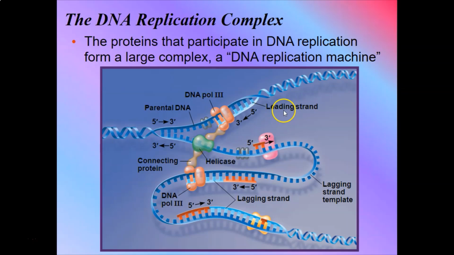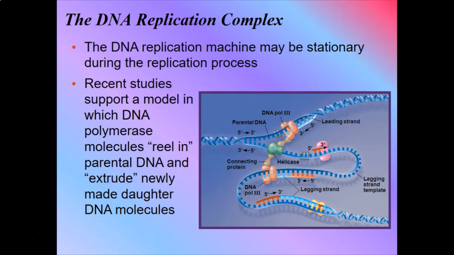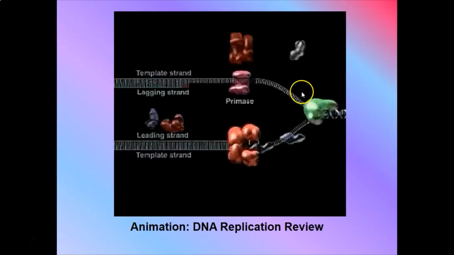So this is all going on during the cell cycle, during S phase. And parts of it may be held pretty stationary, with stabilizing connecting proteins in here. You'll see in the BioFlix movie eventually that the DNA polymerase molecules almost seem to reel in parental DNA and extrude newly made daughter molecules. It just kind of knows how to pull it all together just right, so you can keep the leading strand going and pull in the lagging strand. Very, very cool stuff. So this one's a little better.